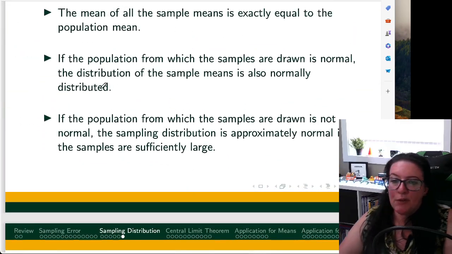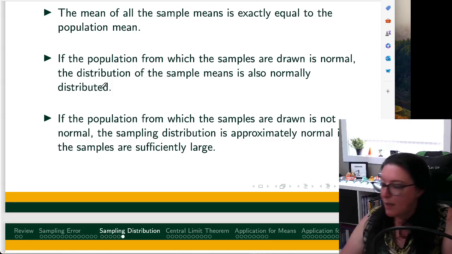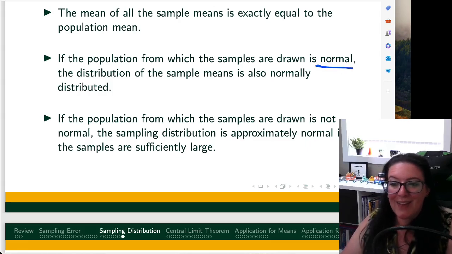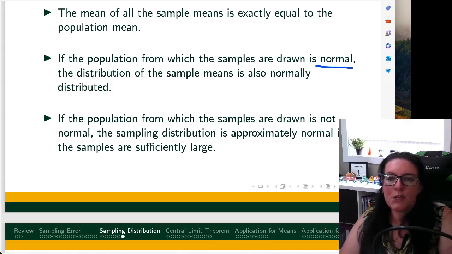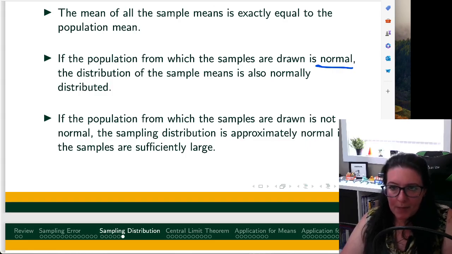If the population from which the samples are drawn is normal, so we have a continuous random variable, then the distribution of the sample means will also be normally distributed.